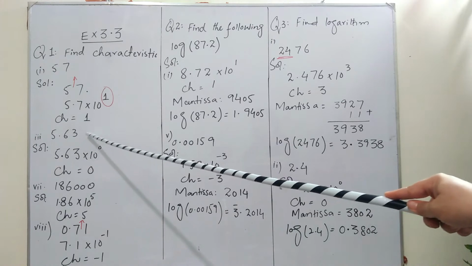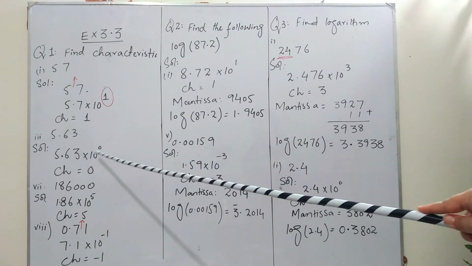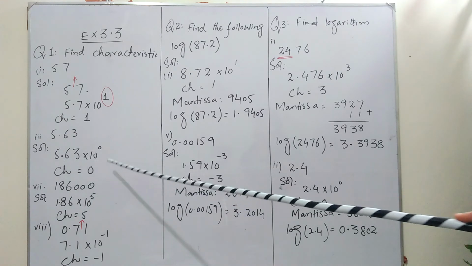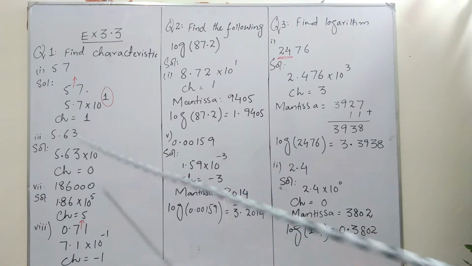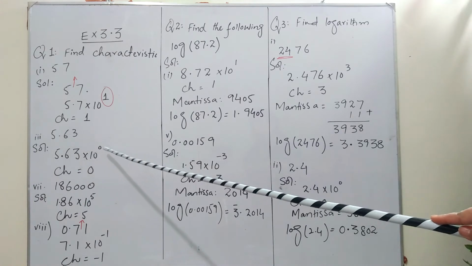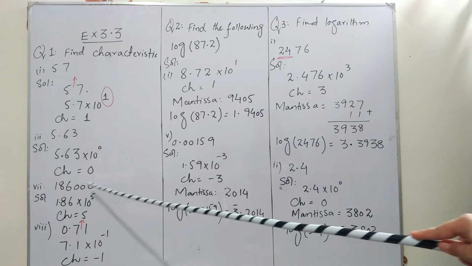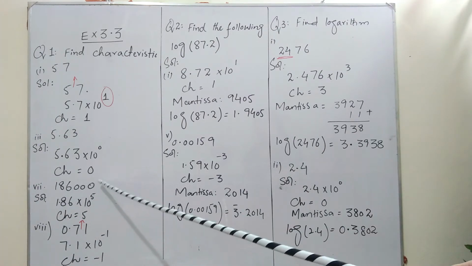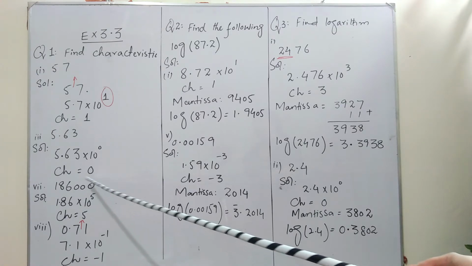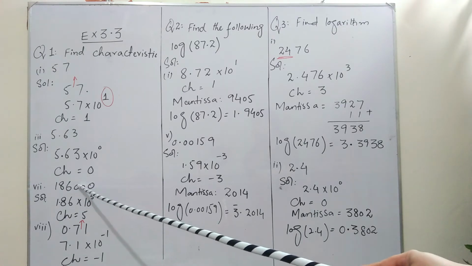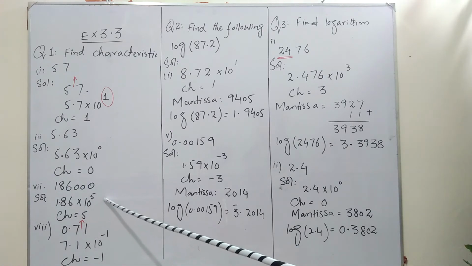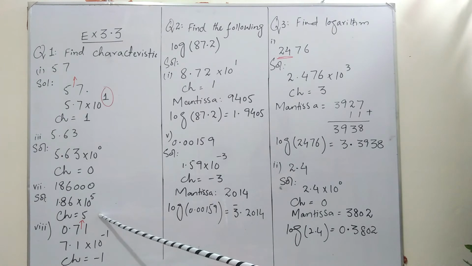Part 3 is 5.63. 5.63 multiplied by 10 raised to the power 0, as it is already in scientific notation. There is no movement of decimal, so power is 0 and characteristic becomes 0. Next value is 186000. In this case, we have to move the decimal point 5 positions, that is 1, 2, 3, 4, 5. So power becomes 10 raised to the power 5 and characteristic is equal to 5.